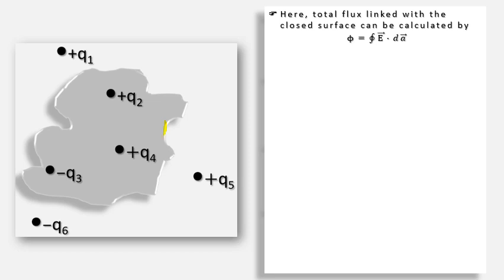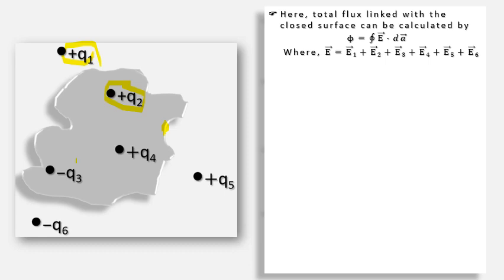Then E is the electric field experienced at this point due to the first charge. So first you will have to find out E1, then find out E2. What is E2? Electric field of second charge at this point. Similarly, find out field for this dA as exerted by third charge and fourth charge and so on, and hence we can say that E is the electric field due to all the charges present around the closed surface.